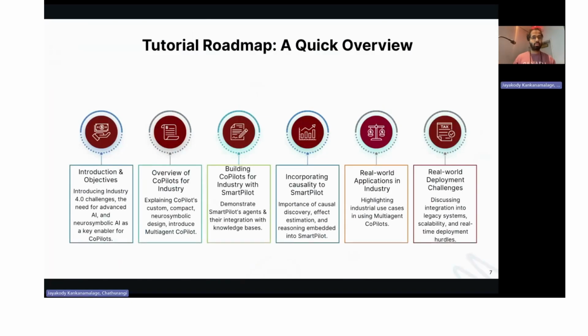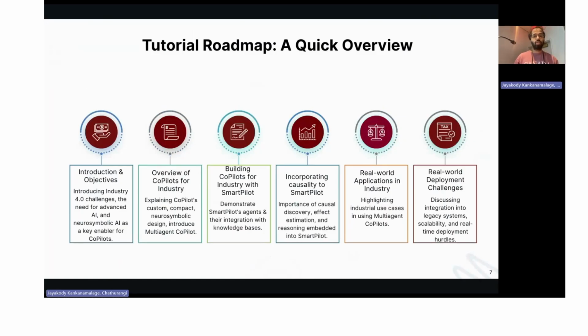So let's give a quick overview of what we are going to cover throughout the tutorial. We are going to start with the introduction and objective, where we talk about Industry 4.0, the need for advanced AI, and we'll go through a little bit of neurosymbolic AI and why it is, for us, a key enabler for copilots.